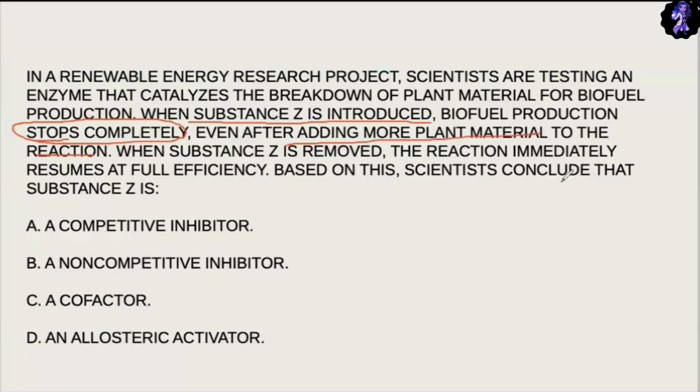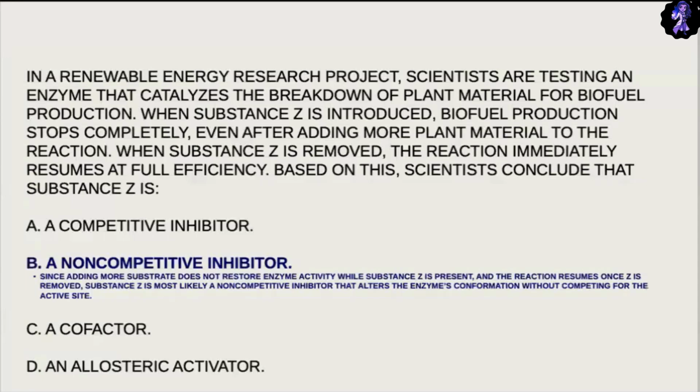Based on this, scientists conclude that substance Z is: A, a competitive inhibitor; B, a non-competitive inhibitor; C, a cofactor; or D, an allosteric activator? So let's see if you got the correct answer. So the answer is B, a non-competitive inhibitor.